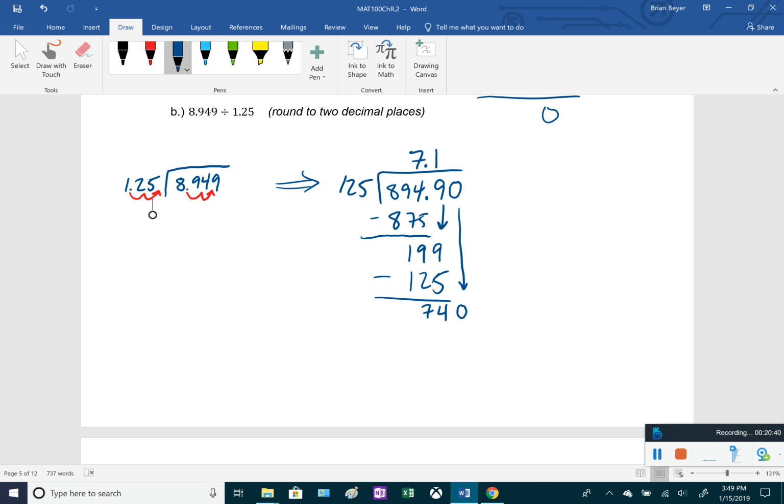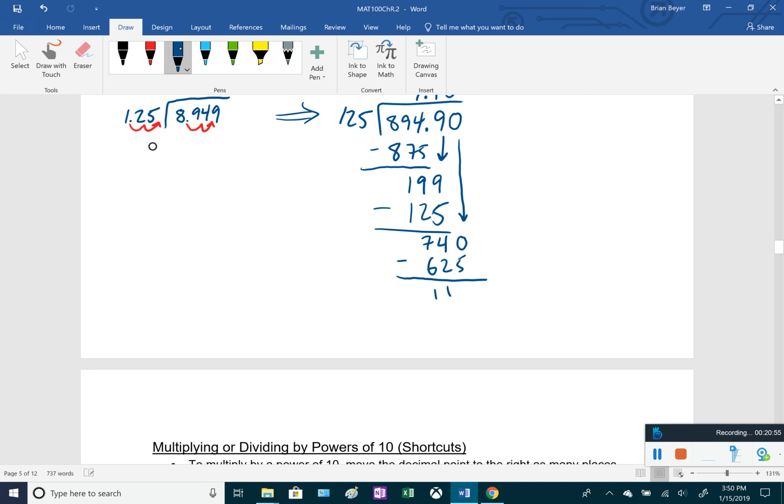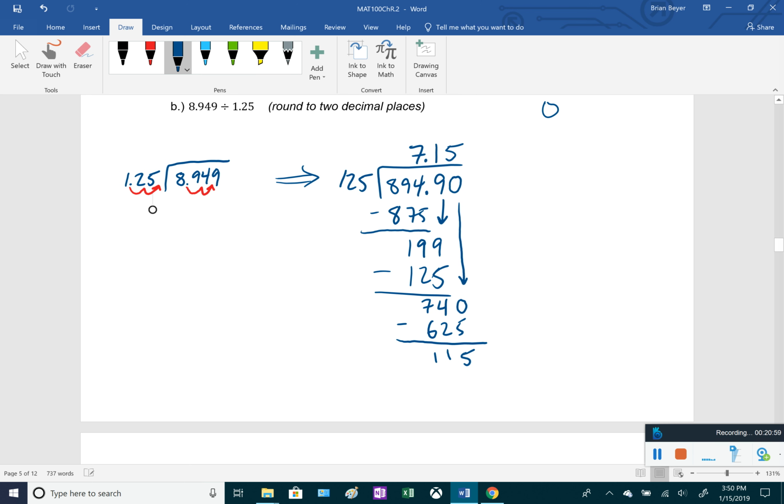125 goes into 745 times. 5 times 125 is 625. And when we subtract, we get 115. So we have to do it one more time. The directions say round to 2 decimal places. So we're going to throw in another 0 for help, bring it down.